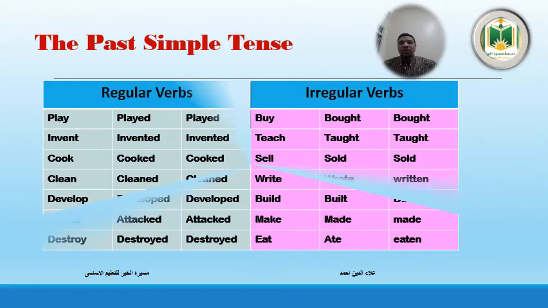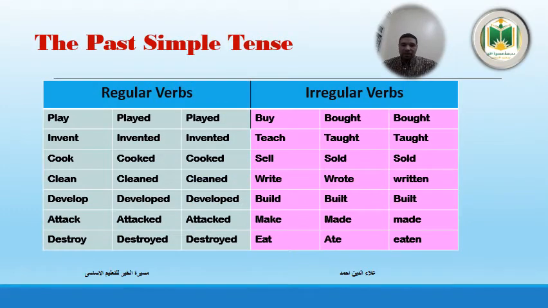Here in this table, we have two groups of verbs: regular verbs and irregular verbs. I want you to study this table and learn how to get the past form and the past participle from each verb. This is very necessary when we change a sentence from the active voice into the passive voice. We have to learn the past participle of each verb.